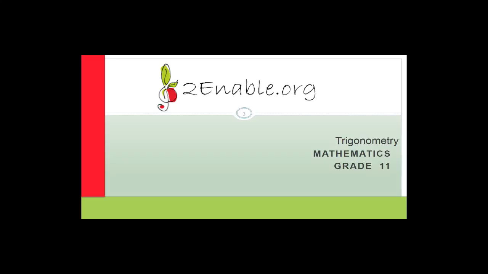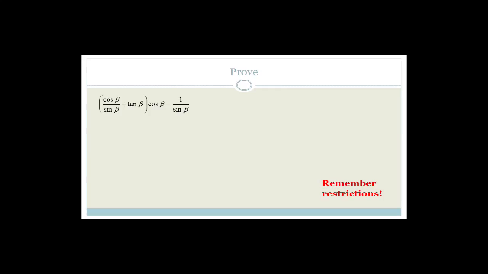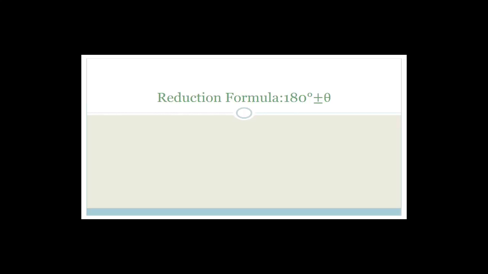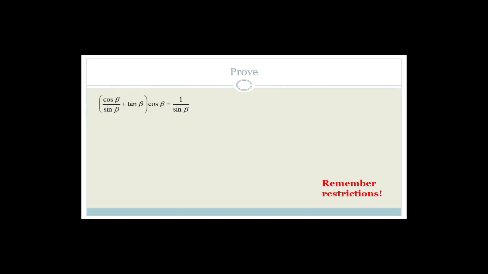In this lesson, we're going to carry on doing some identities. We're just basically going to prove this identity, and this is based on your grade 10 identities. It's revision. And then we're going to start on reduction formula and then move on and maybe do some examples of reduction formula and then cofunctions, etc. So let's start off by doing the proof of this.